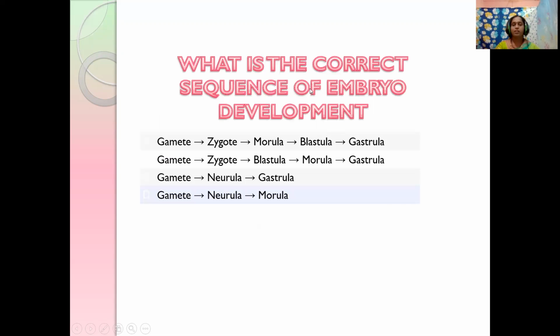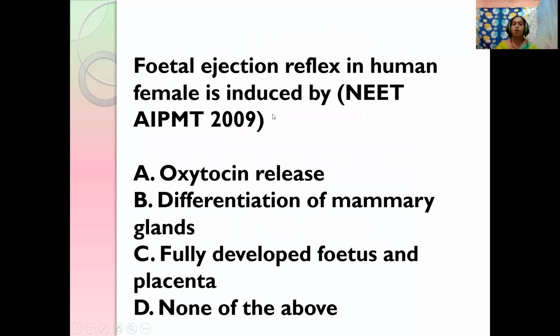What is the correct sequence of embryo development? Right now we have studied the sequence, students. Here they are given various options. What is the right answer? The first one, students: from the gamete to zygote, zygote to morula, morula to blastula, blastula to gastrula. So this is the sequence of embryo development.